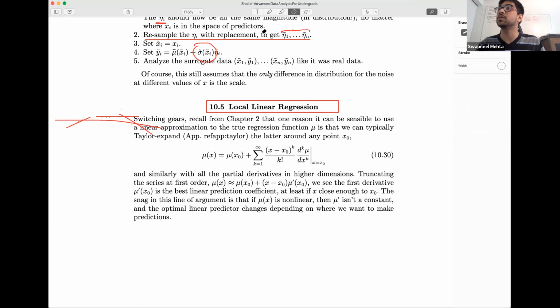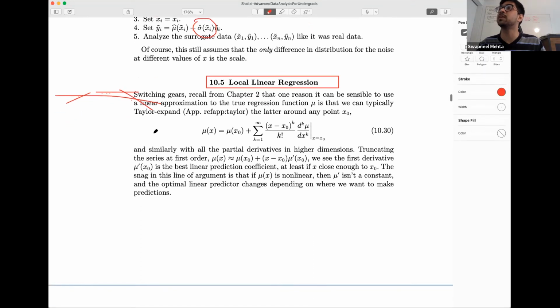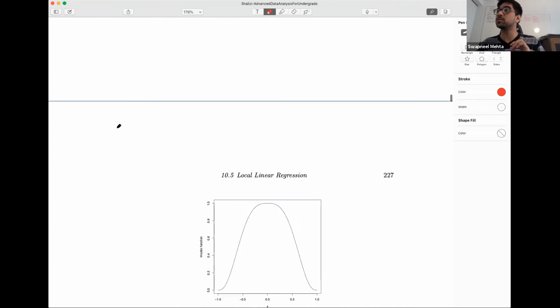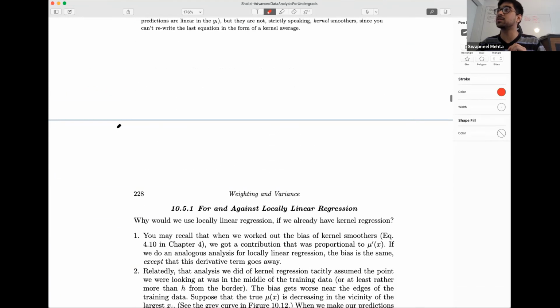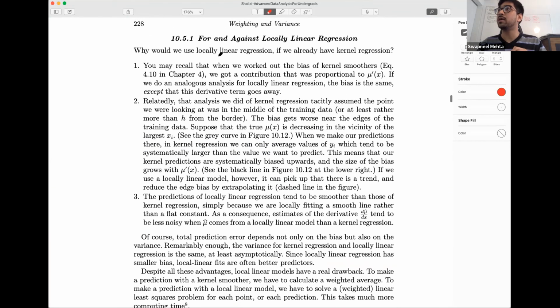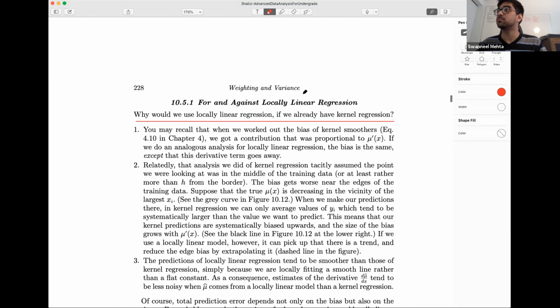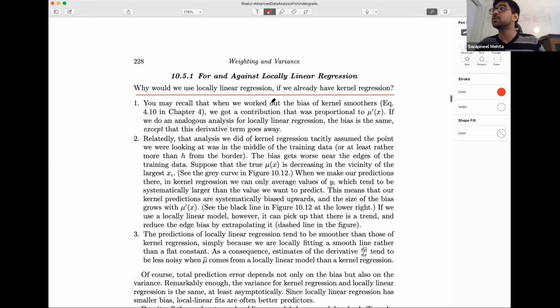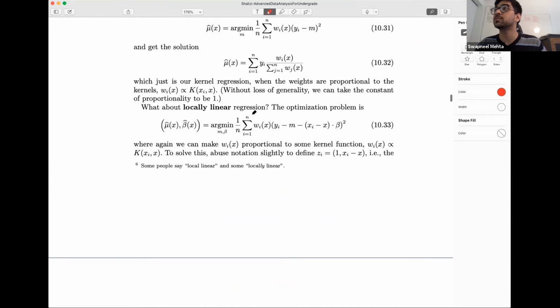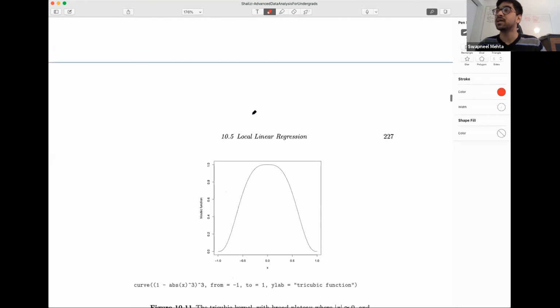That is the idea of local linear regression. He goes into a lot of analysis of the math behind it, most importantly, how it is subtly different from kernel regression, because it starts sounding like kernel regression a lot. And this is the important question that he explains: why would we use local linear regression if we already have kernel regression, and the pros and cons of it. One of the ideas was when we speak of the Taylor expansion. Okay, I'll save the section for next time.